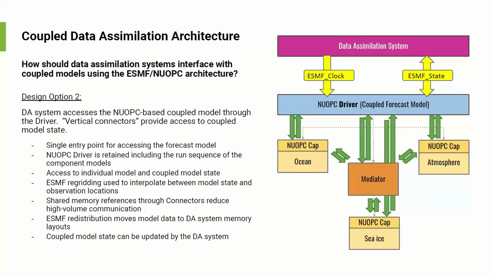This means the DA system is able to access the model state in the individual components and the coupler, and to request it at different times. This allows us to keep the run sequence of the coupled system in place, and that can be reconfigured as well if you want to turn off feedbacks, while the DA system only has to have one connection into the system. So we think this is the most promising approach and the right way to architect DA connected to NUOPC.